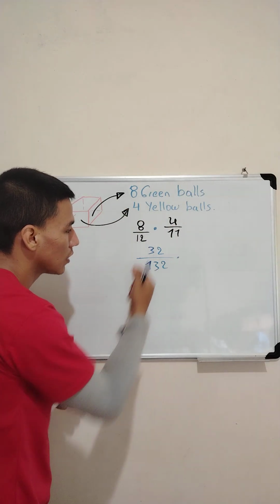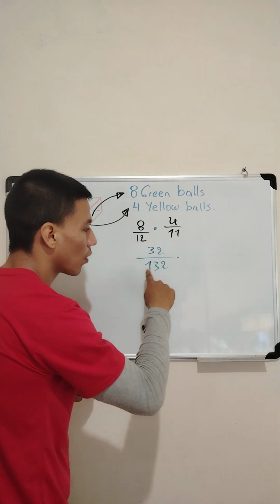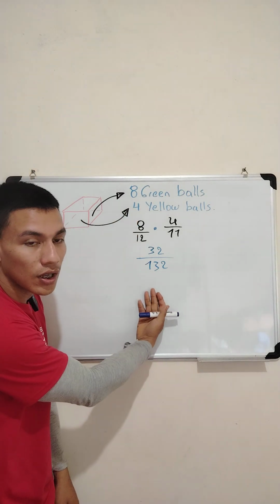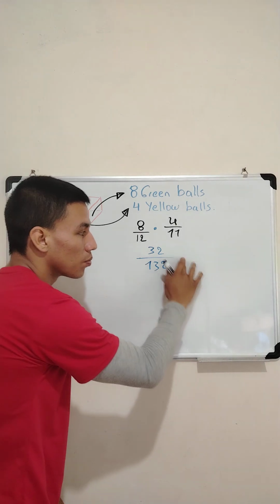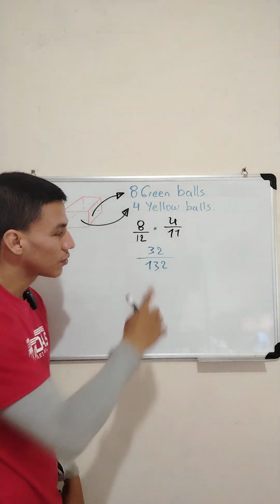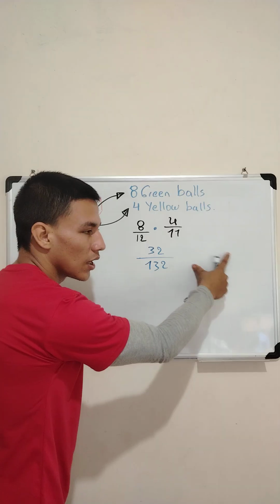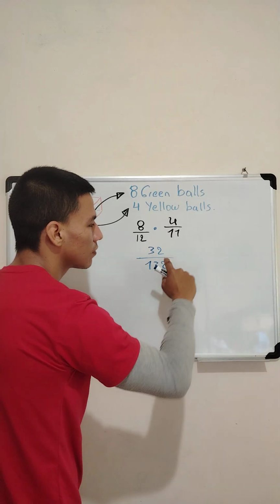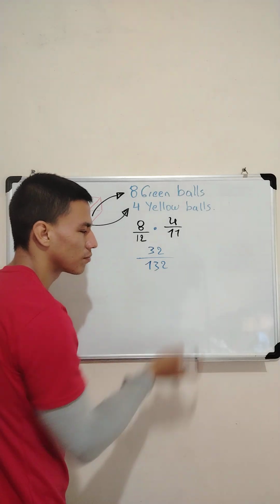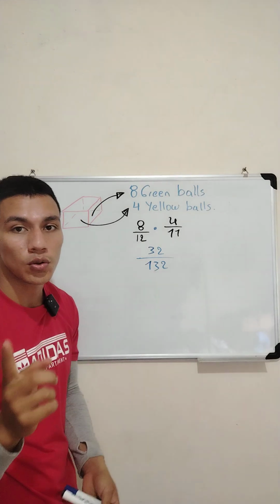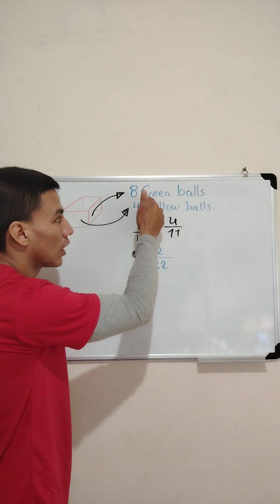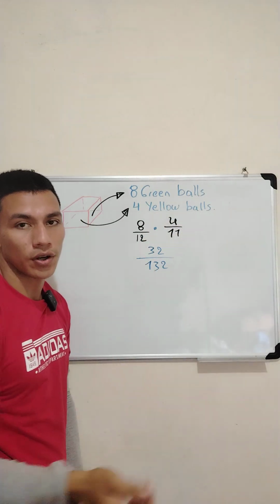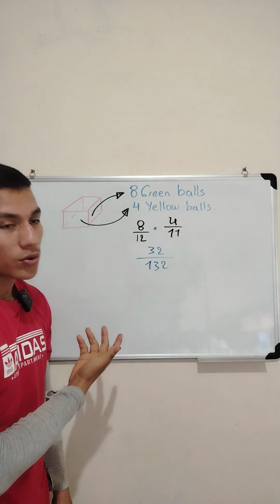The probability is 32 over 132, and if you want to get this result as a percentage, you just solve this, and you get the fraction 0.22 or so. It will be a 22% chance of drawing a green ball and a yellow ball one after the other. So that would solve this problem.